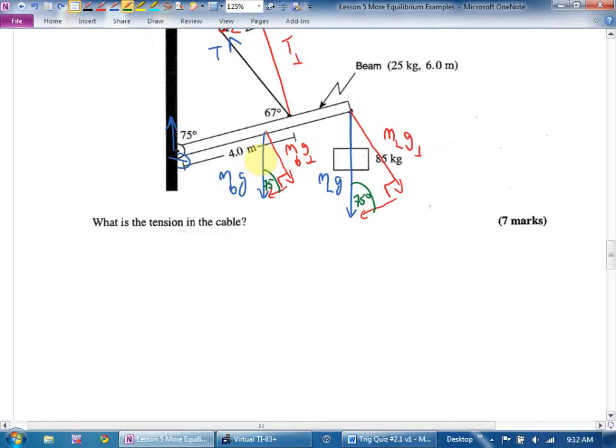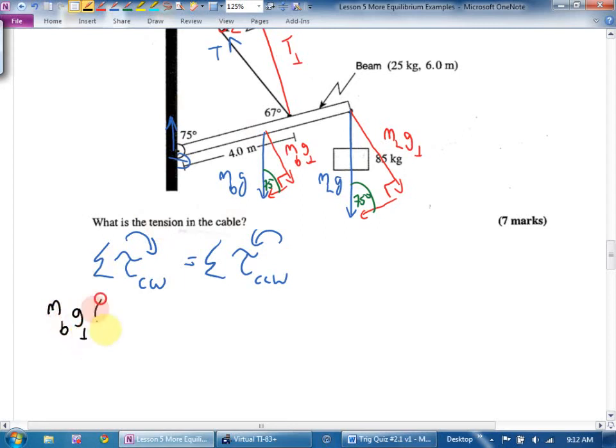Torques, Mr. Dueck. Torques, we say. The sum of all the torques clockwise, that's in that direction, equals the sum of all the torques counterclockwise, that's in that direction. Which force or forces could cause it to spin clockwise? I think the masses. So we have mass of the beam, G perpendicular times its distance from the pivot, plus mass of the load, G perpendicular times its distance from the pivot. 3 and 6, right? Center of mass and right at the end. And that equals counterclockwise: tension perpendicular times its distance from the pivot.